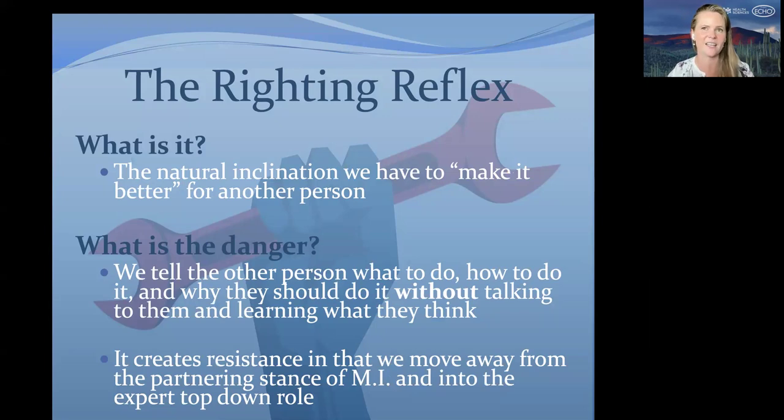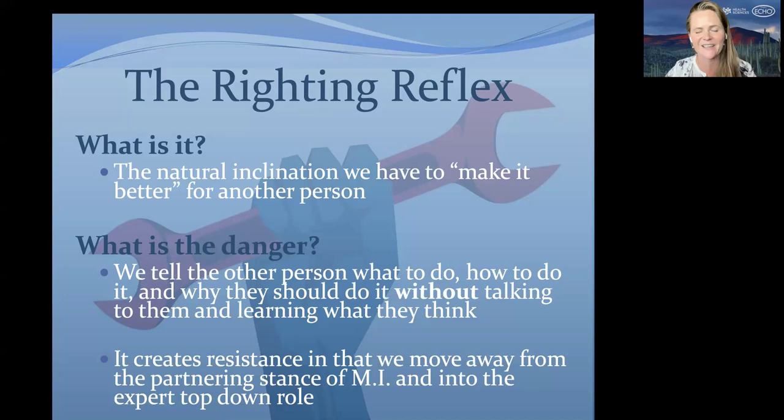The danger in it is that it often invites us to just tell the other person what to do and how to do it and why they should do it, without really taking the time to talk to them and understand their own motivations and what their perspective is on it. And it really creates resistance in that we're moving away from that alongside, partnering stance in motivational interviewing and into this more traditional medical model, kind of authoritative, top-down role.